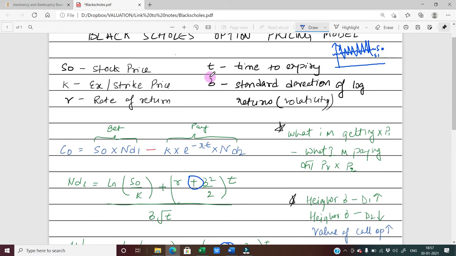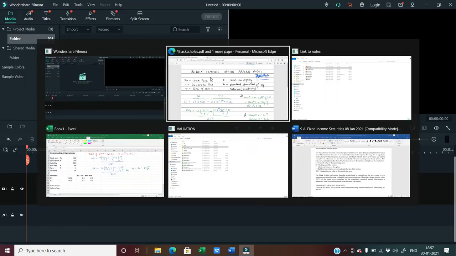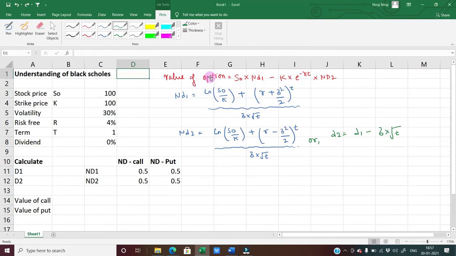So now let's come to the practical application of Black-Scholes, and let's go through one practical sum. We will do it in Excel. You can do it in OpenOffice also. Formula will be exactly the same. All the functions you are using here will be exactly the same as what you will use in OpenOffice. So the details given to you are: stock price S0 is 100.